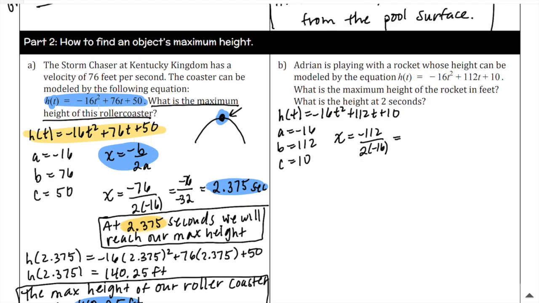We know that x is equal to the opposite of B all over 2a. So this really just gives me negative 112 over negative 32, and this simplifies to 3.5. We're talking about time, so this will be seconds. So we found the specific time that the rocket will hit its max height. I'm going to take this time and plug it back into our original equation so that we can figure out where it is height-wise.